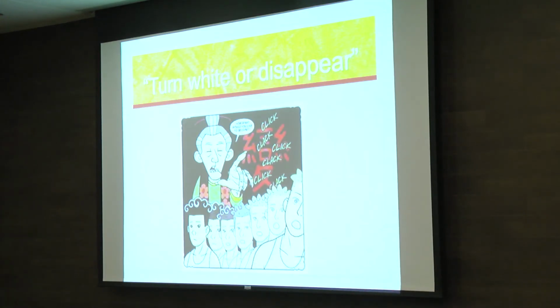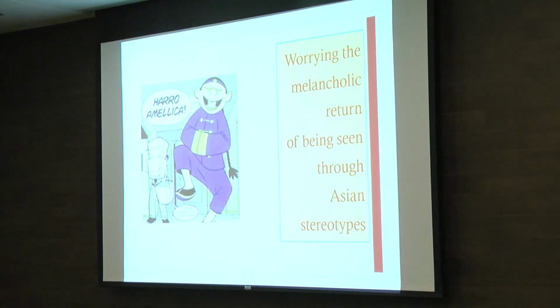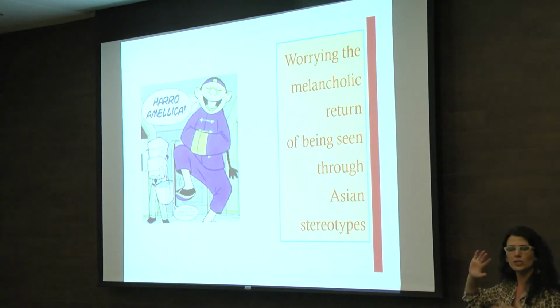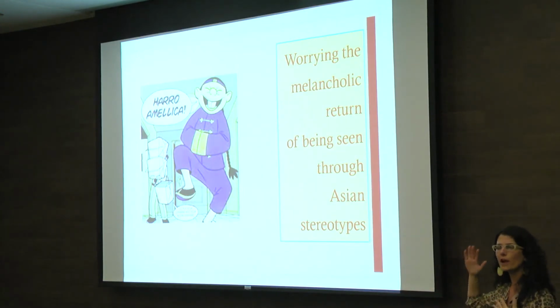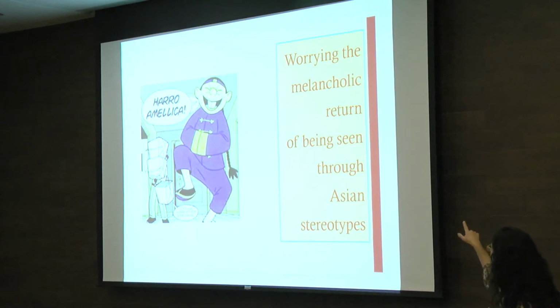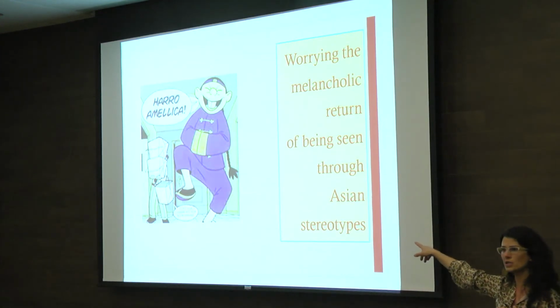Racism, all the internalized racism is solved, except that the theory explains that even if you take up the option of what Frantz Fanon says, turn white or you disappear. So he turns white so as not to disappear as an Asian kid in American schools who's forever seen as foreign. Even if you take that option, your problems aren't over because you are forever worrying about the melancholic return of being seen through Asian stereotypes.